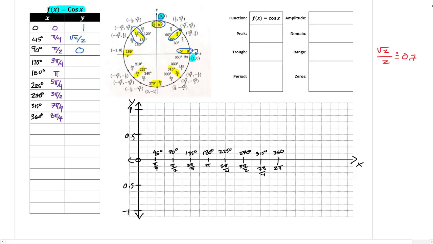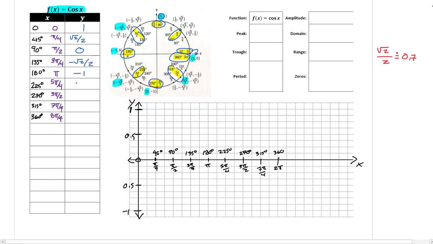Cos of 135 and cos of 180? Well, what do we end up with? We end up with negative root 2 over 2 and negative 1. Now, these are all y-coordinates that showed up on our other graph, just in different spots. And let's go along the bottom here. I'm going to write the rest of these in: 225, 270, 315, and then back to 360. What are we going to get? We're going to get negative root 2 over 2, 0, root 2 over 2, and then back to 1.